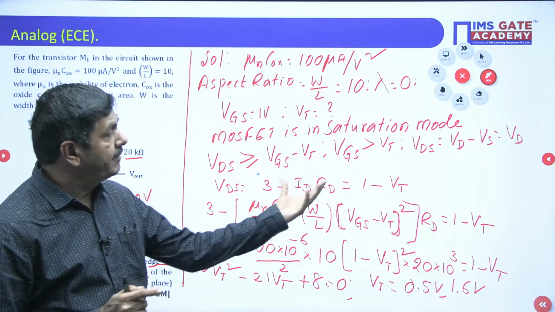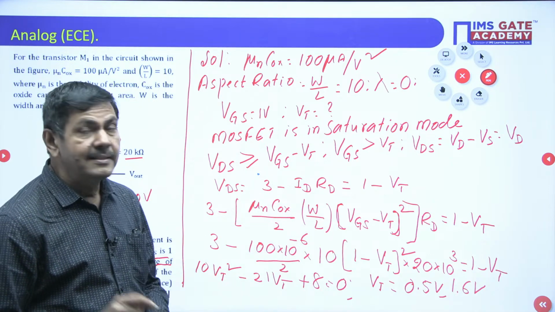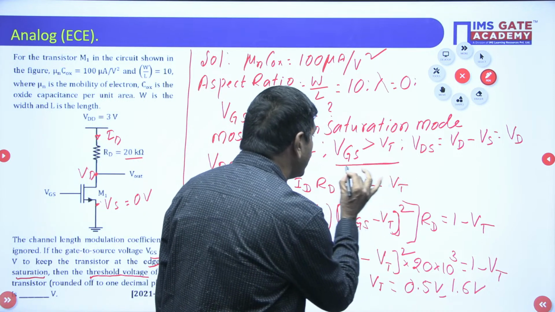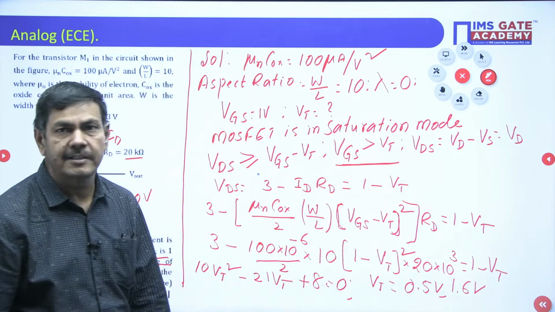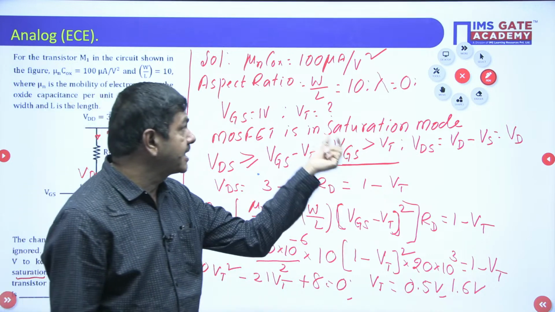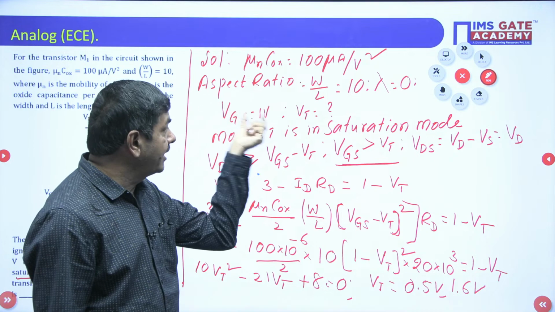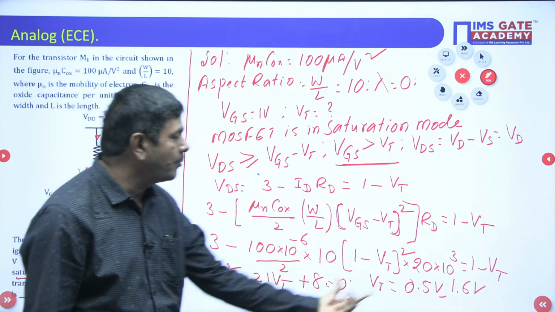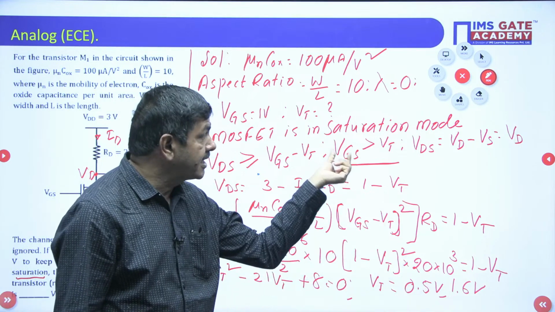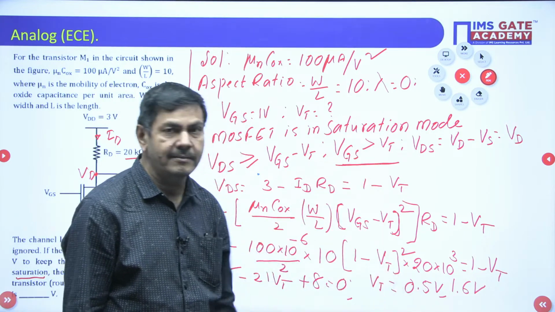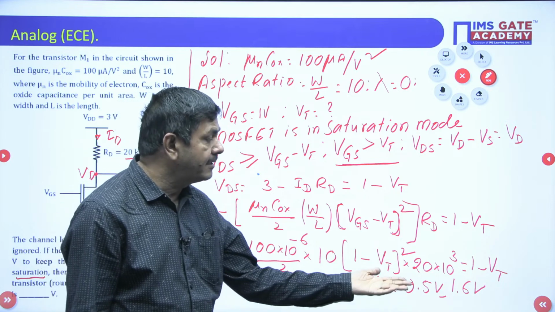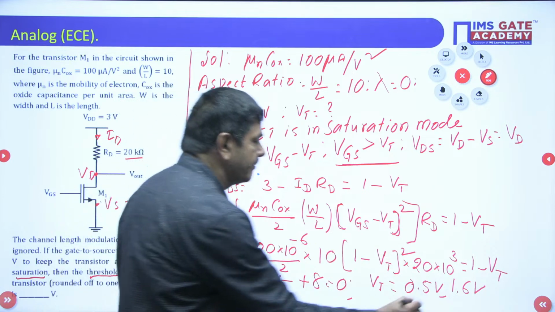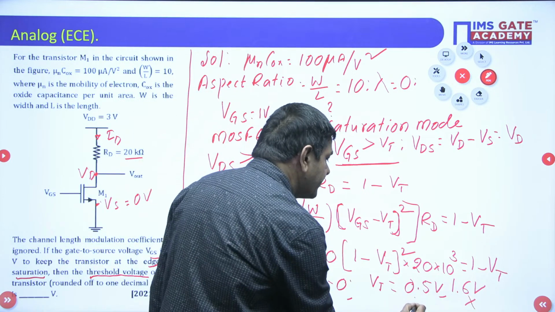At the very beginning of this problem, I explained the condition: VGS must be greater than the threshold voltage. This is strictly given. VGS is given as 1 volt, so that voltage must be greater than the threshold voltage. So what VT is to be taken? 0.5 volts only. VGS of 1 is greater than 0.5. It is not greater than 1.6 volts. So 1.6 cannot be taken. We can take this value only.